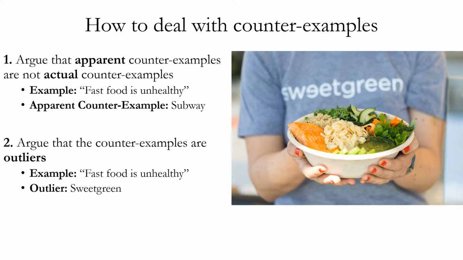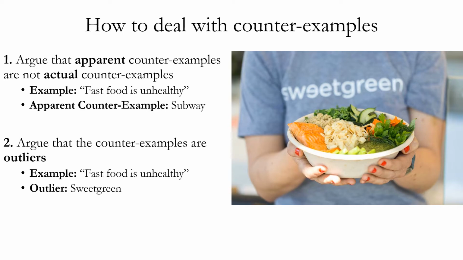So, example, the generalization: fast food is unhealthy. There are healthy fast food restaurants such as Sweetgreen. You can see one of their meals in the bowl on the right. I've never eaten there, but supposedly they're healthier than average fast food. Okay, someone could say, well, okay, Sweetgreen is healthy, but it doesn't disprove the generalization.